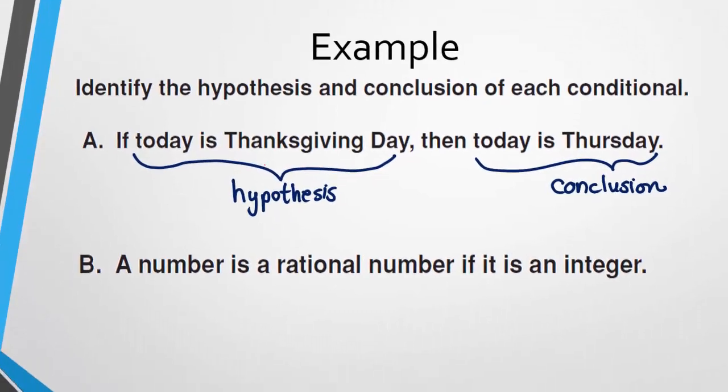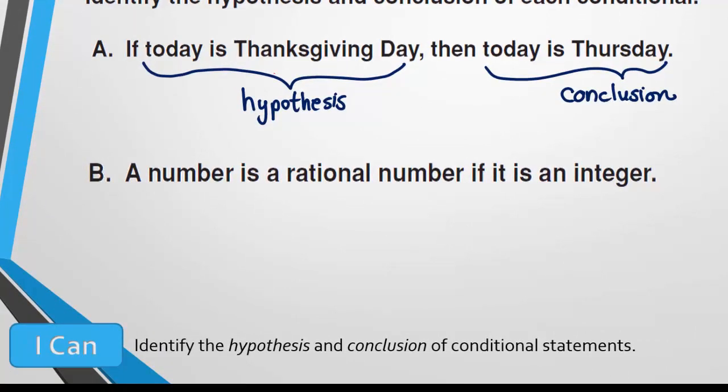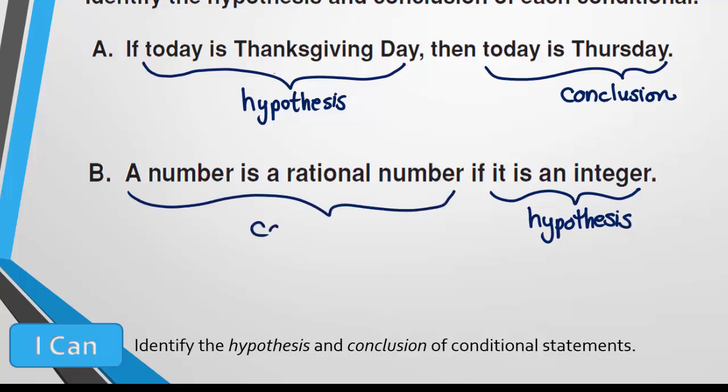So the next sentence says, a number is a rational number if it is an integer. So the if gives us our hypothesis. If a number is an integer, this is actually the hypothesis of this sentence, then the number is a rational number. So this would be the conclusion of this sentence, of this conditional statement.